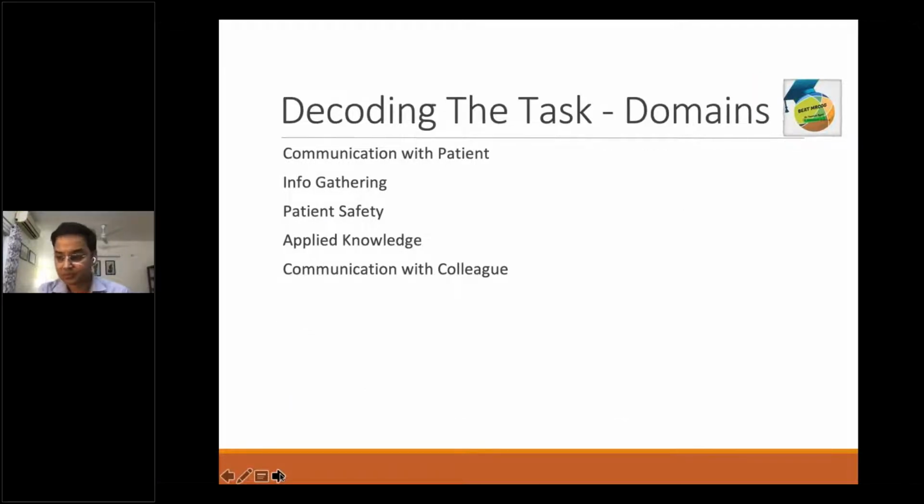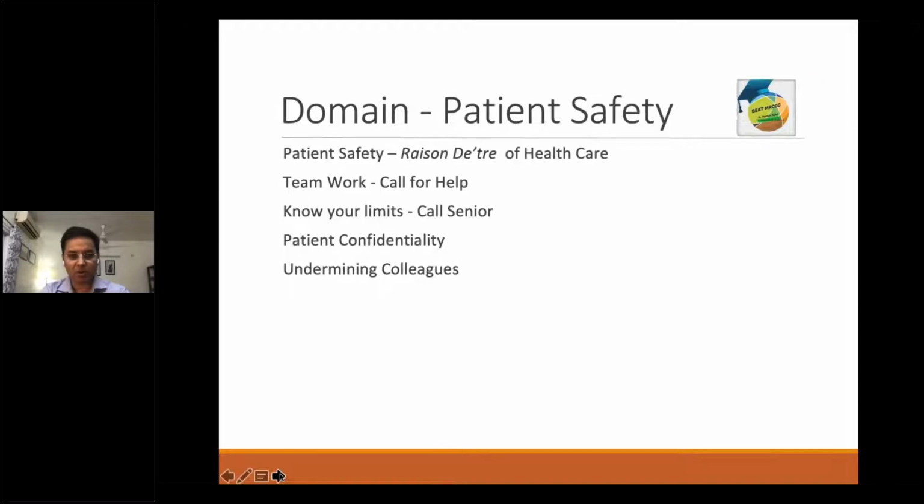Now coming to the task, as I said, each of the 14 tasks will be judged on these 5 domains. So let's start with the most important domain, which is patient safety. It's called the raison d'etre of healthcare. It's a French phrase which means the very purpose of existence. So if safety is not there, patient care cannot exist. So it is the most important domain.